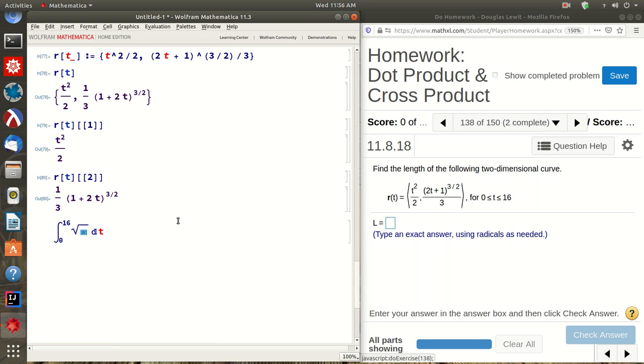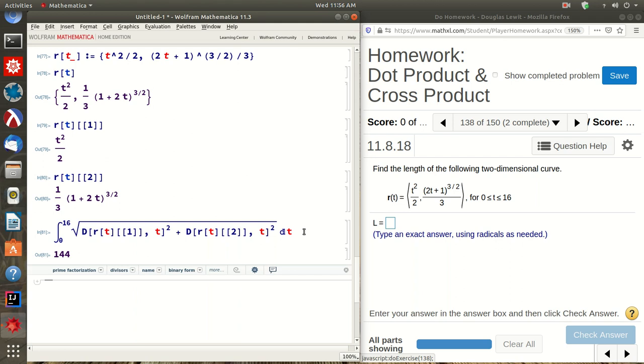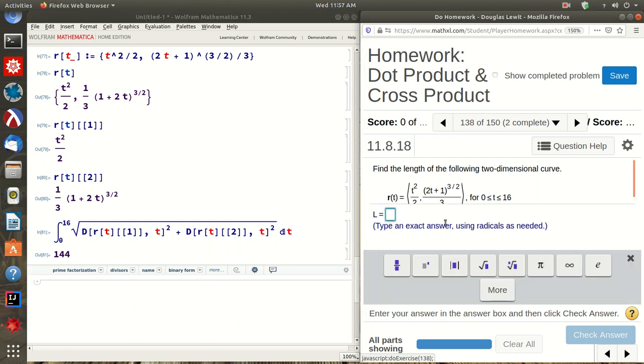Control 2 gives me a square root symbol, or a radical symbol. The derivative of r of t, I want the x component with respect to t. Control 6 squared, plus the derivative of the y component with respect to t squared. What does that evaluate to? Shift enter. That evaluates to 144. The length of the curve from 0 to 16 is 144.